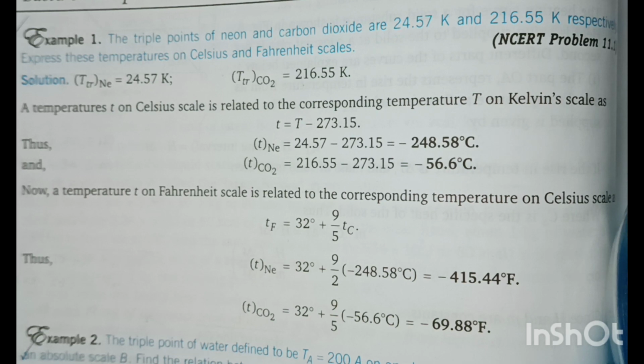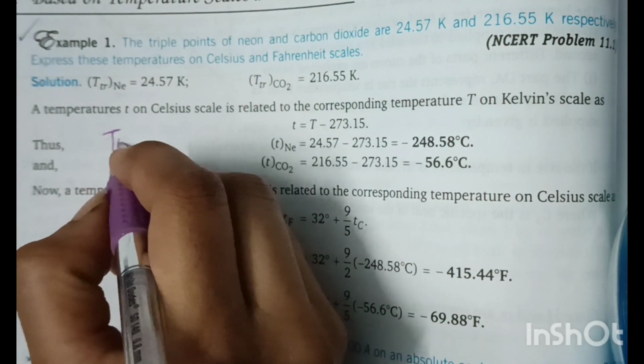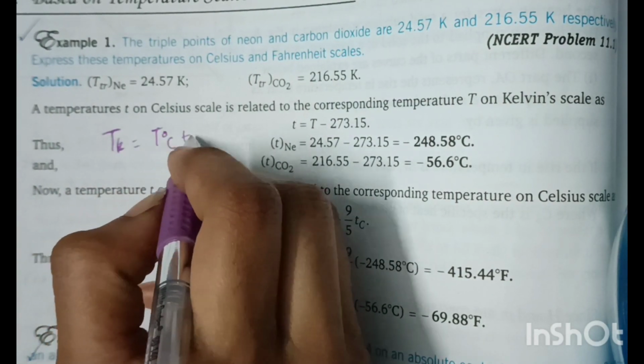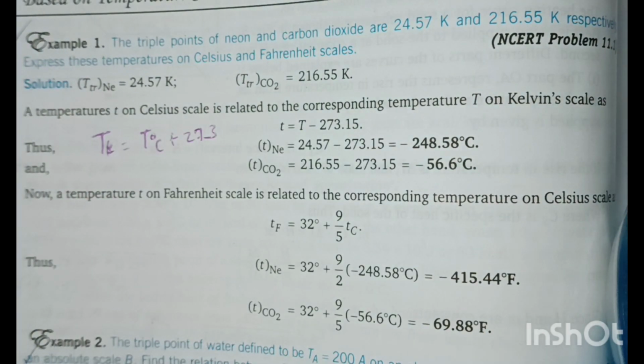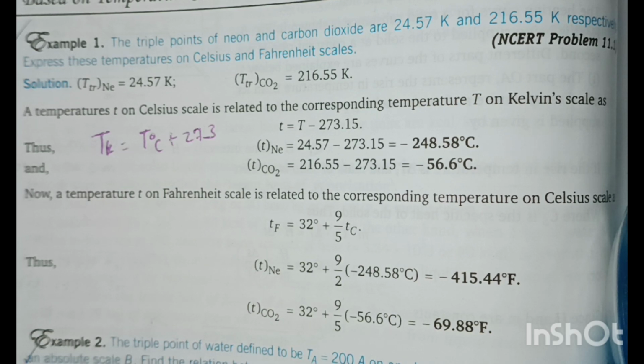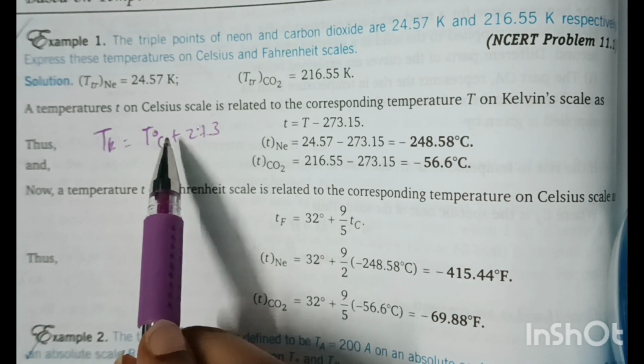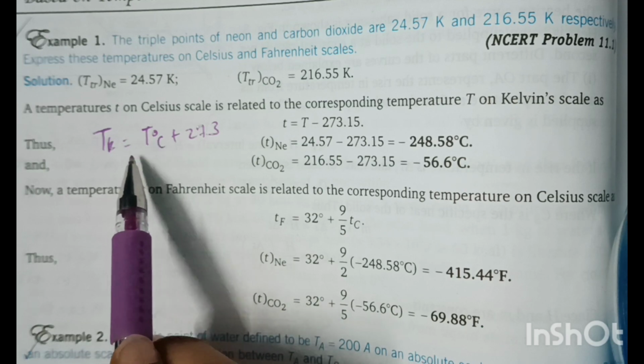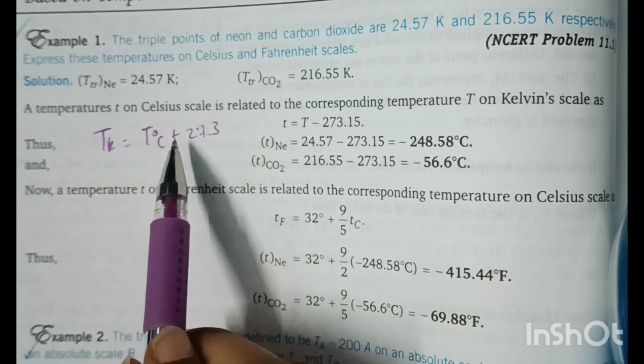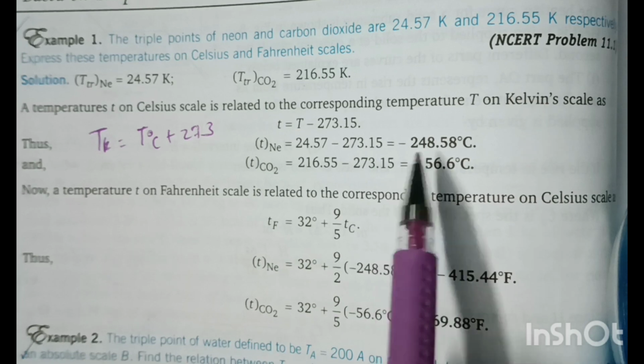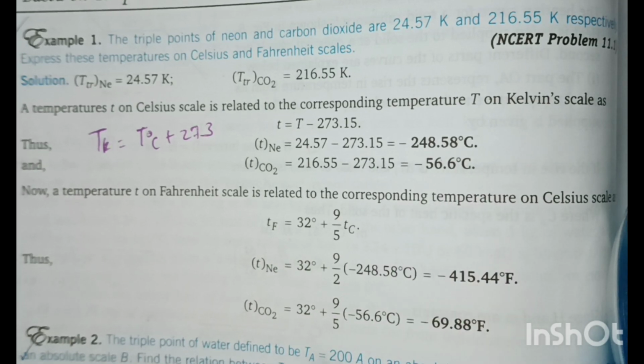Celsius and Fahrenheit. And we know temperature in Kelvin is equal to temperature in degrees Celsius plus 273. So if it is 0 degrees Celsius, then in Kelvin it is 273 Kelvin. So using that we can get the respective temperatures in Kelvin. Here we are asked to find the temperature in degrees Celsius. So T in degrees Celsius will be equal to T in Kelvin minus 273.15. So using that we are getting the first result.